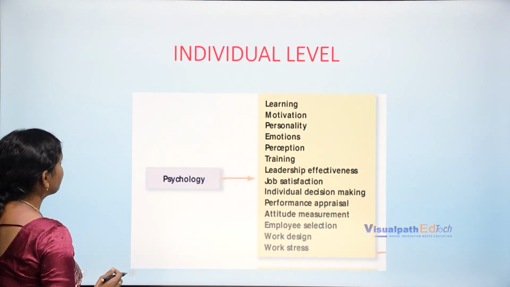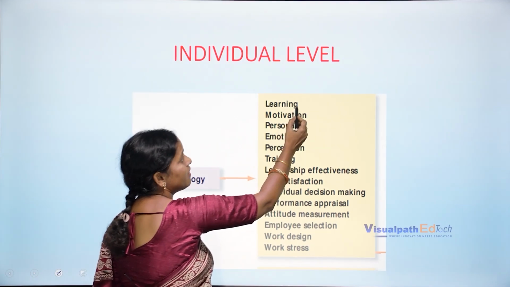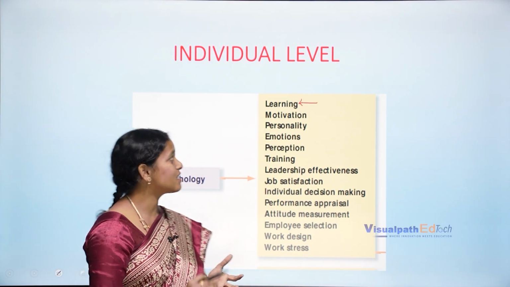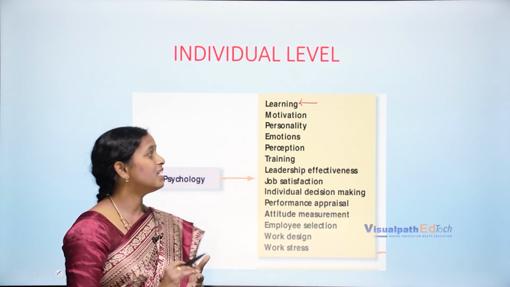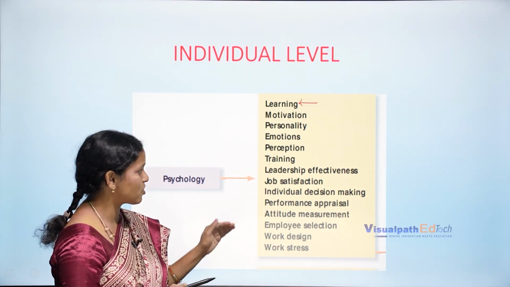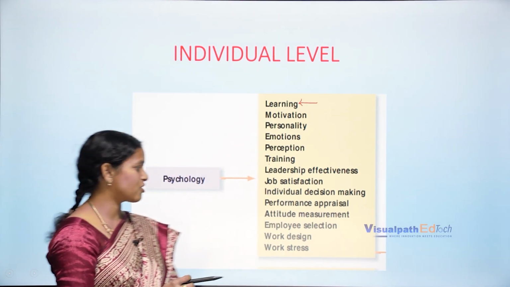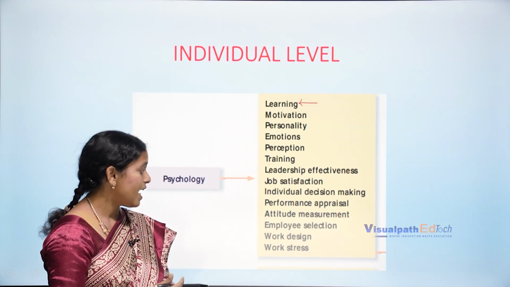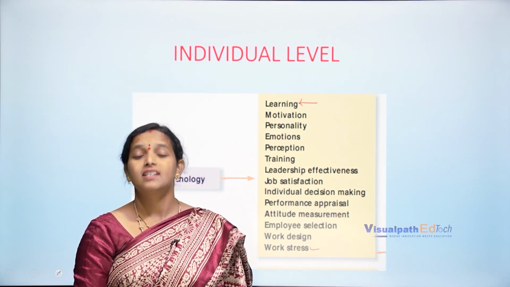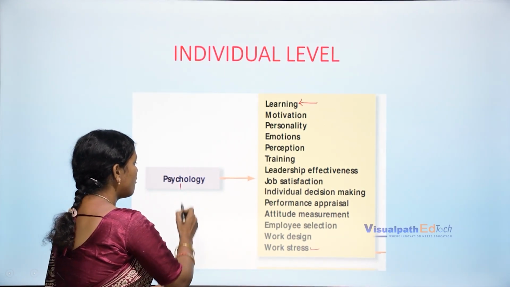If I can say, at the individual level, the learning abilities of the people will be different. So to analyze the learning abilities and the motivation levels, the personality, the emotions, the perception, the training, leadership effectiveness, job satisfaction, individual decision making skills, attitude, employee satisfaction, employee empowerment, and work stress, all these things can be analyzed or dealt with by the discipline called psychology. Psychology is the study of the human mind.